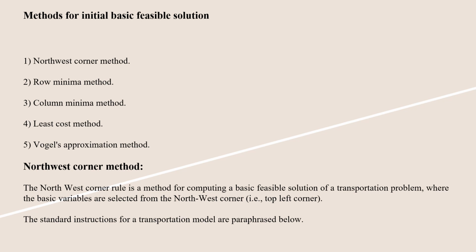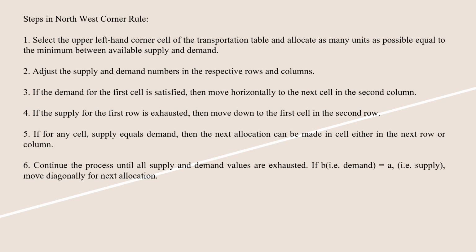So let's see the first method, the northwest corner method. The northwest corner rule is a method of computing a basic feasible solution of a transportation model where the basic variables are selected from the northwest corner, that is, from the top left corner. The standard instructions for a transportation model are paraphrased below. You can see there. So what are the steps in the northwest corner rule?